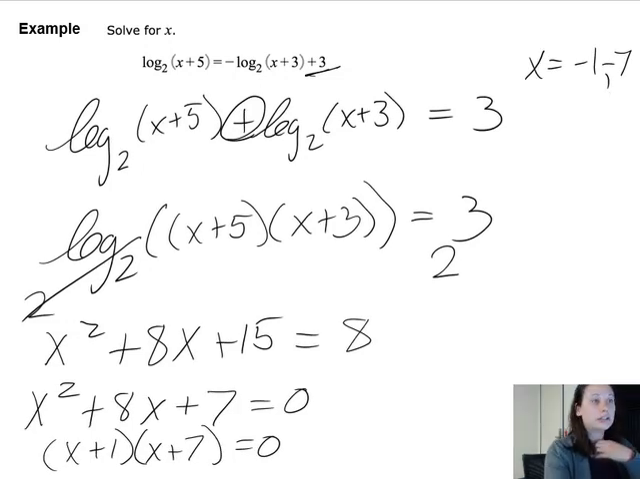Always check your answers though, especially when you get multiples. If we plug in -1, -1 plus 5, that's positive, that's okay. -1 plus 3, that's still positive. That one's okay. Now, -7. -7 plus 5, that's not positive. So we cannot use -7. So that means our only answer on this one is x equals -1.